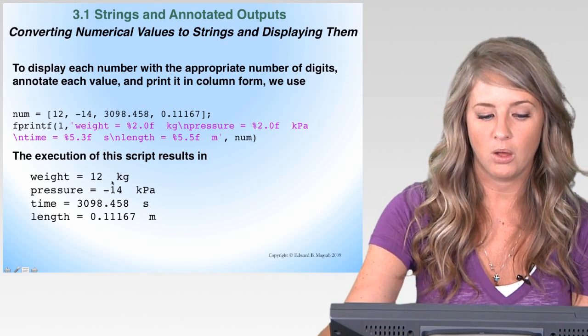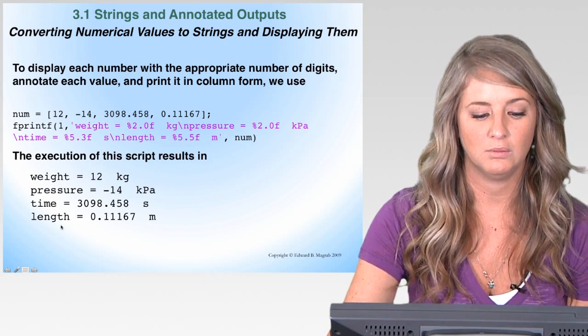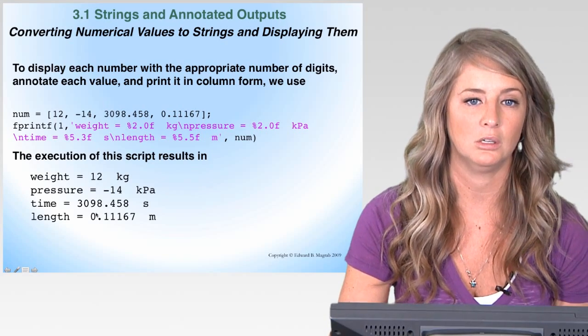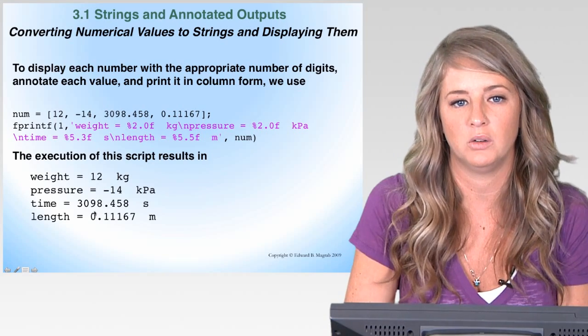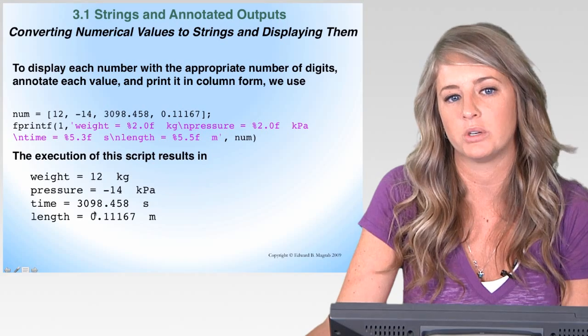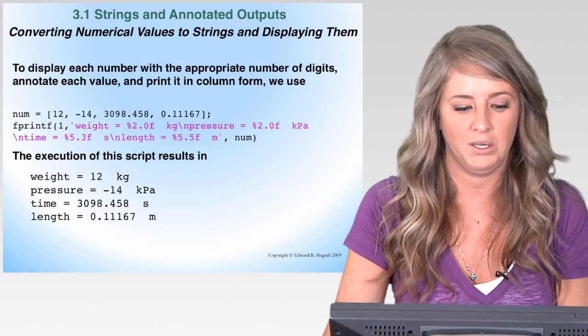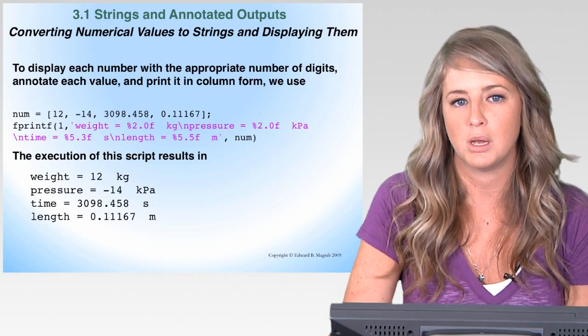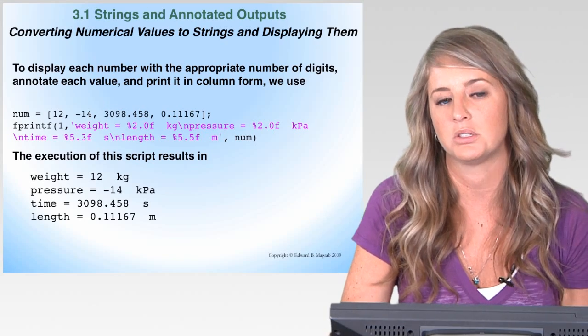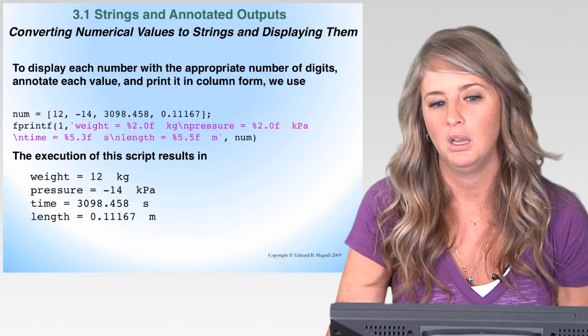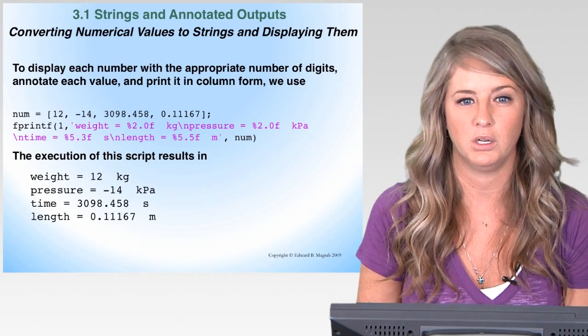You can see how this makes it really convenient when we're displaying information to the command window. Instead of just having it spit out 12, -14, and so on, now we can say specifically what those numbers in that vector represent. It makes it really convenient for readability so that others can understand what's going on in your code.